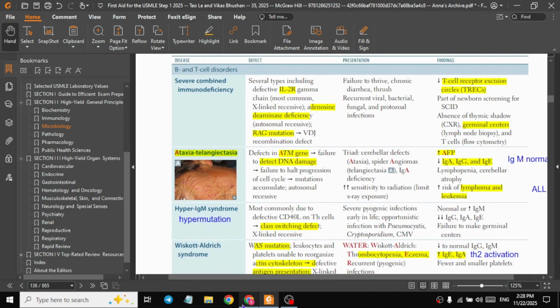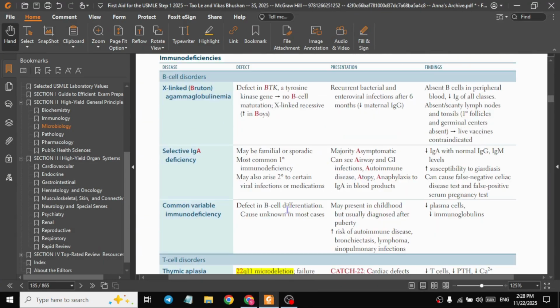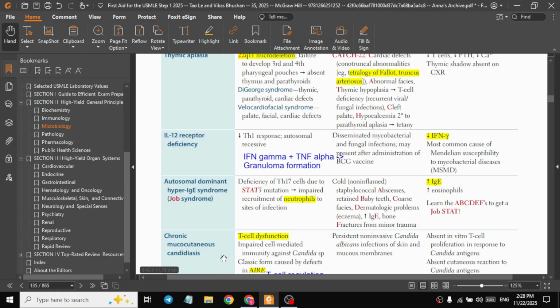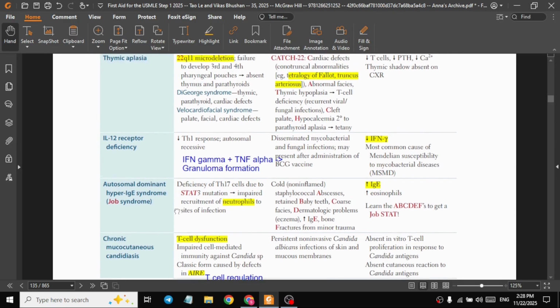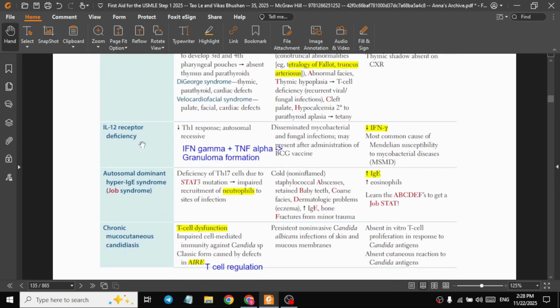Okay. Now we get into T cell disorders, right? T cell disorders only, right? So you see, you have four disorders here: thymic, IL-12, IgE, and chronic mucocutaneous candidiasis. The thing is, in my notes, I haven't covered all of these four. I've only focused on IgE and DiGeorge. Okay, the other ones we're going to do right here. So let's start with IL-12.